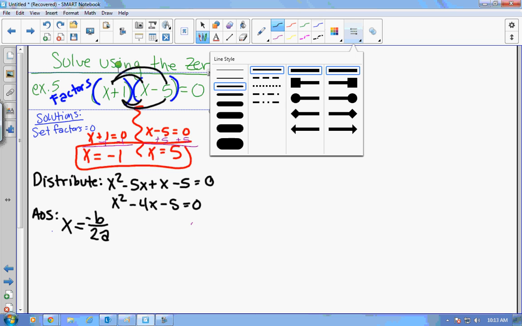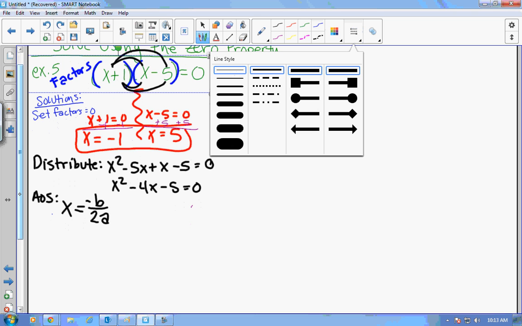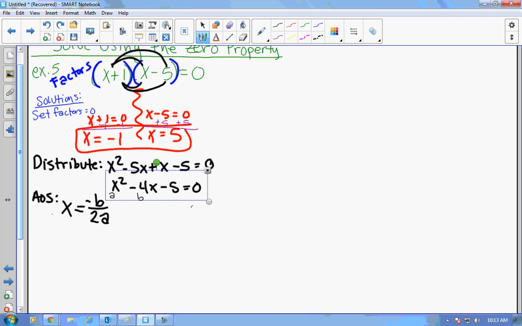When it is in standard form, you should know your b's and your a's. Okay? Fingers in the air, what is the b from that standard form? B should be negative 4. It goes A, B, C. So when we plug it in, it becomes a negative 4 divided by 2A. Fingers in the air, what is A?